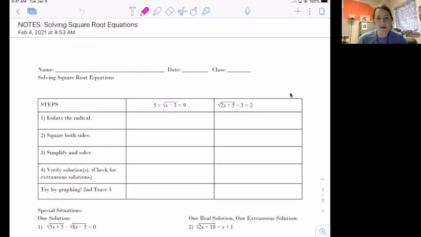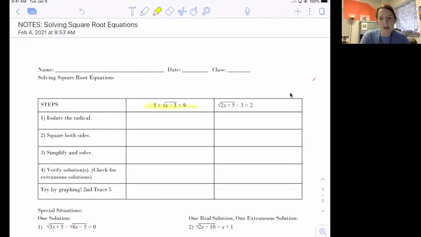Y'all. Today we're going to talk about how to solve square root equations. So we're going to see a couple of different types of ways these problems may be presented and how we will go about solving each scenario that we come across. Okay, so we're going to work first on this problem right here. 5 plus the square root of x minus 3 equals 9.